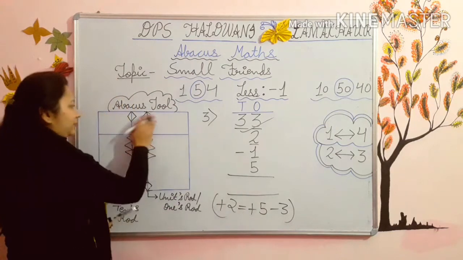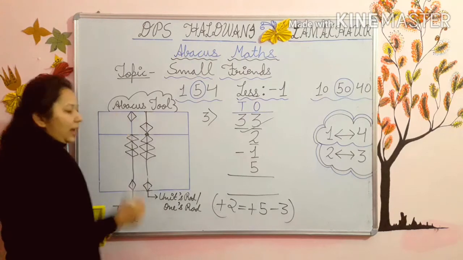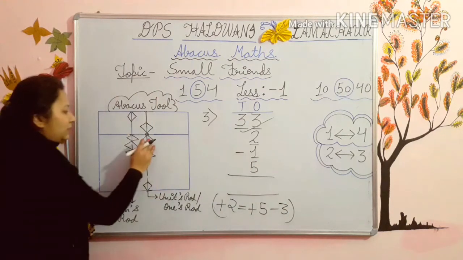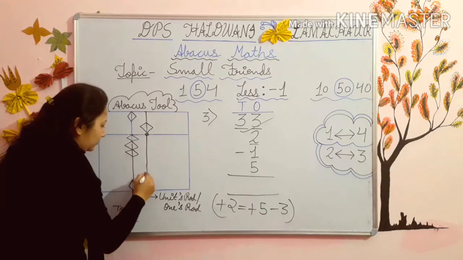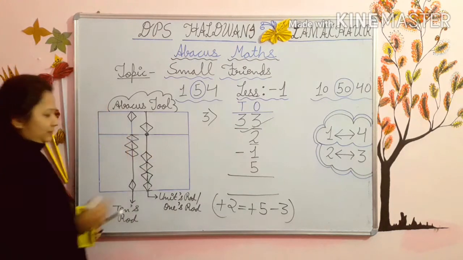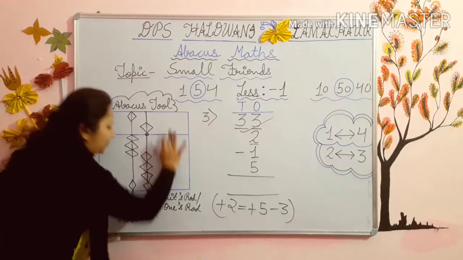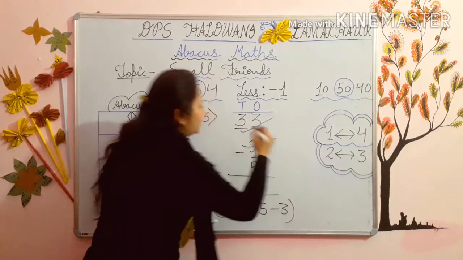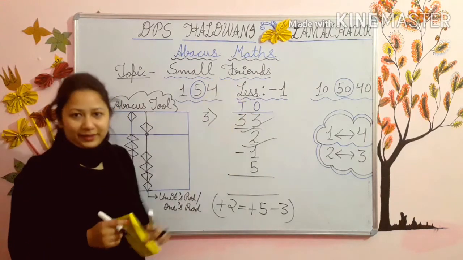First of all, add 5 and subtract the friend. Now subtract 3. 1, 2, 3. I have added 5. I have subtracted 3 and 2 is added. For adding this 2, I have used the small friends.